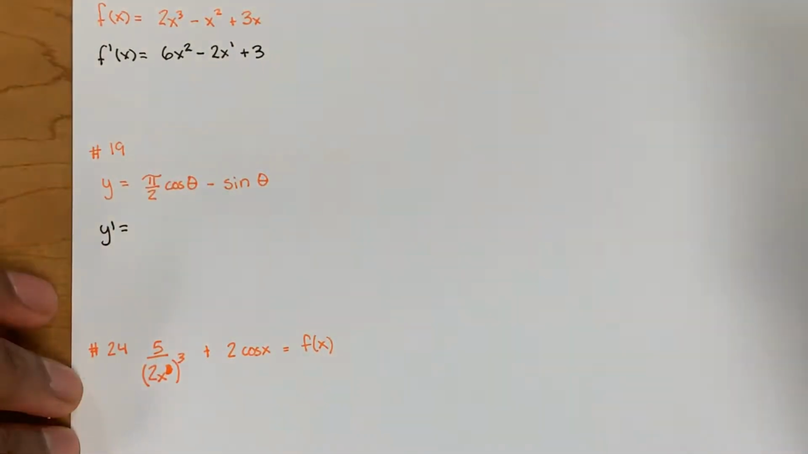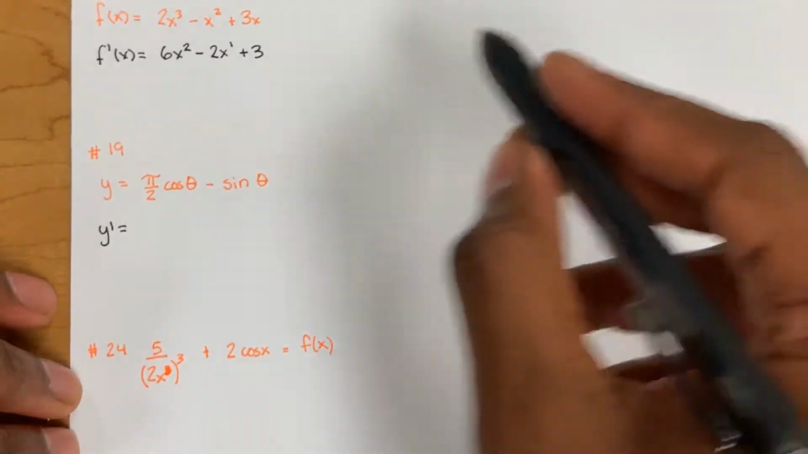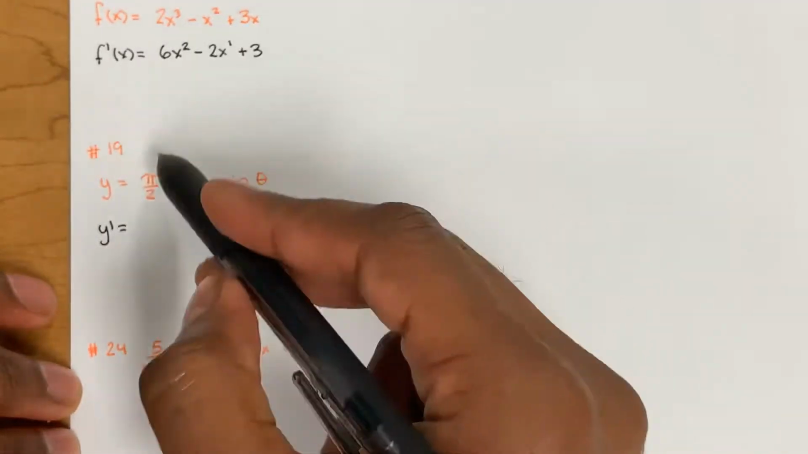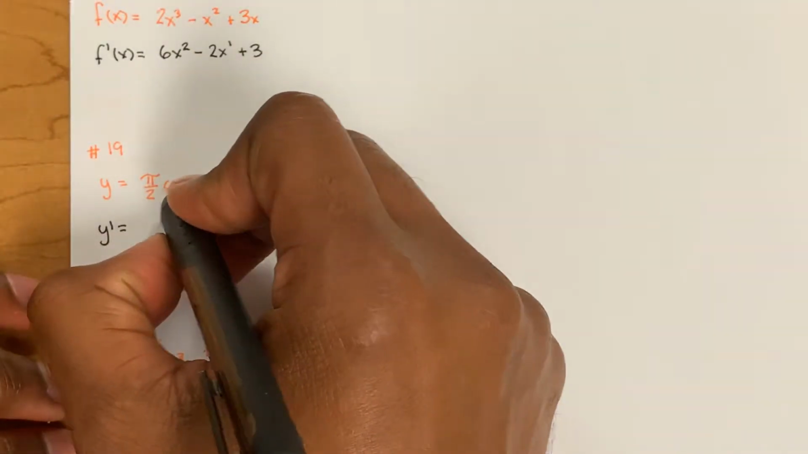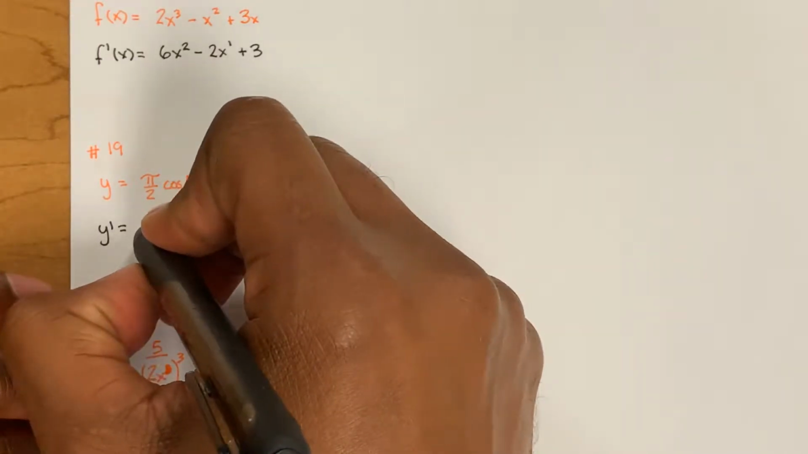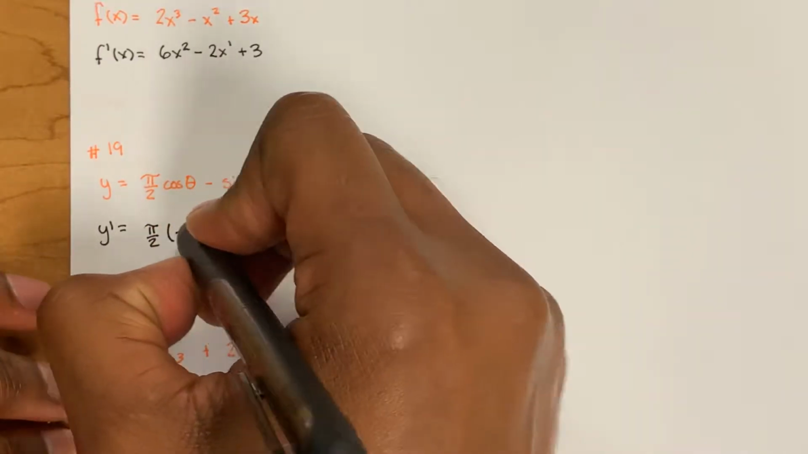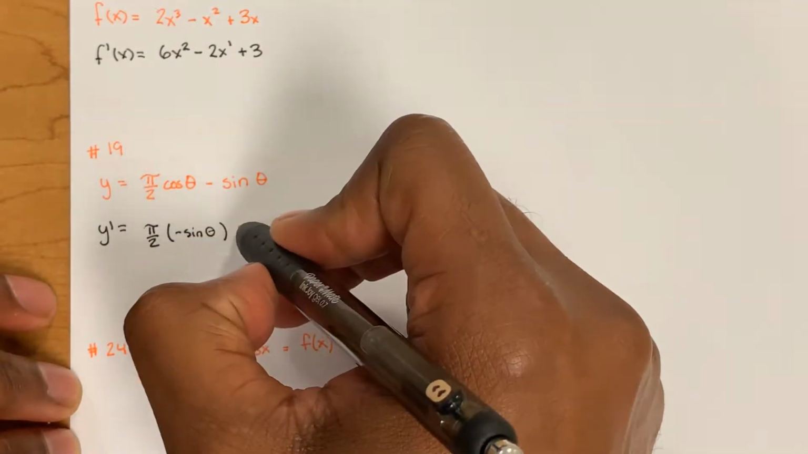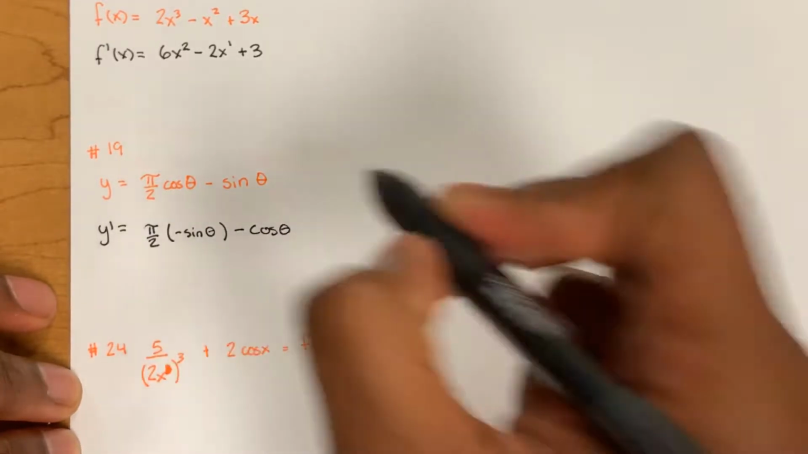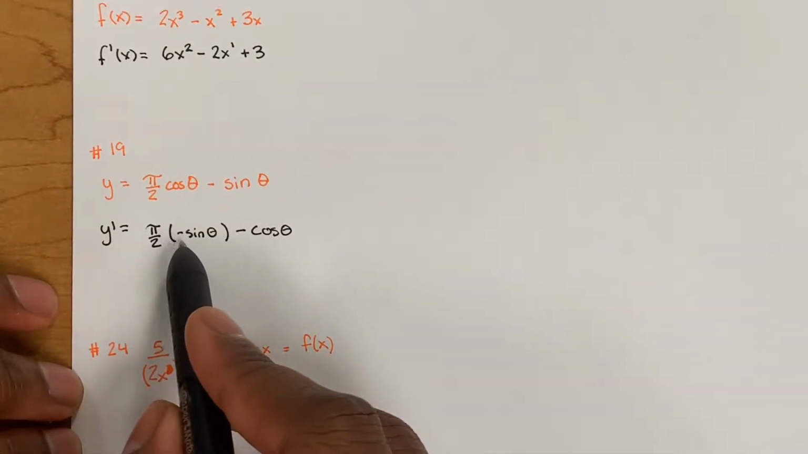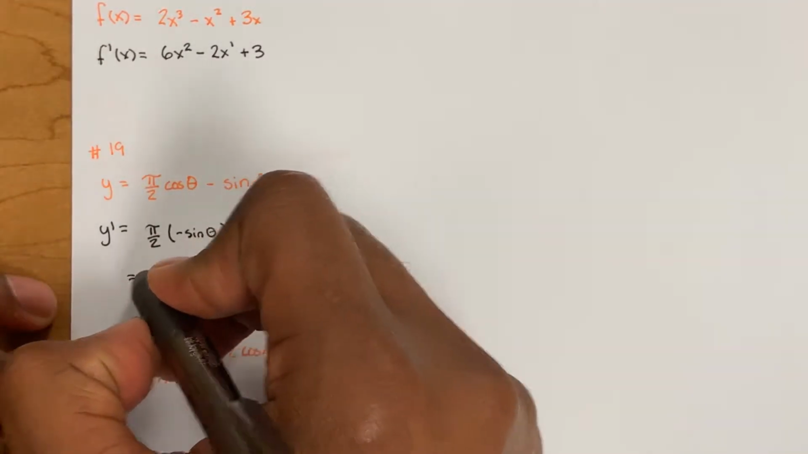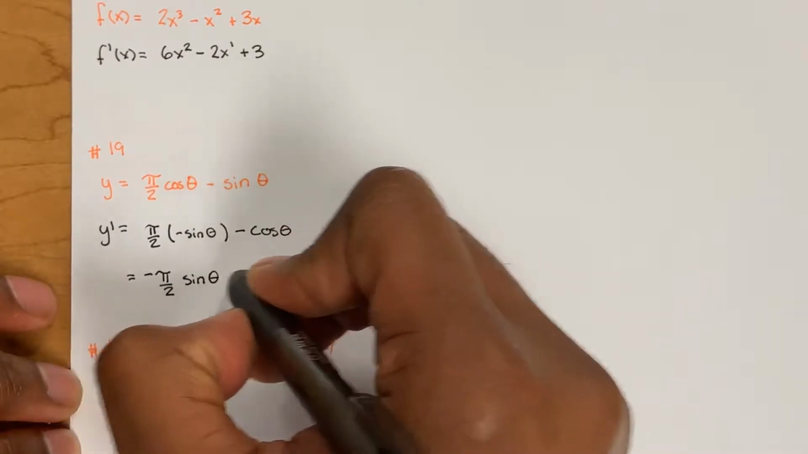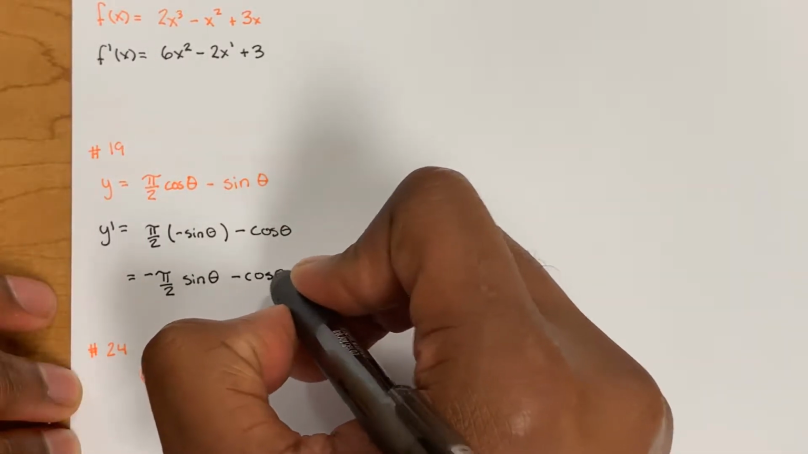For number 19, we're going to have y prime equals, so this is where we should remember that pi over 2 is a constant, not a variable. So anytime we have a constant multiplied by a function, we just take the derivative of the function and keep the constant. The derivative of cosine is negative sine, so we're going to have pi over 2 times negative sine theta. And then the derivative of sine is cosine. So we don't have to actually take this step. We could just multiply by a negative and put it in the front initially, so we get negative pi over 2 sine theta minus cosine theta as a final answer.